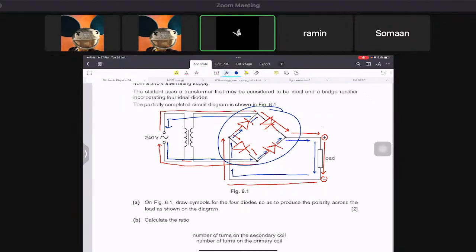So how did you know both the red and blue arrow would come down? Because if you look at the diagram, they've given a positive symbol here, negative here, which means the current should flow this way. You get my point? Okay, yeah. They've already fixed it. So that's why I knew that I have to put diodes in such a way that they push the current in this direction.